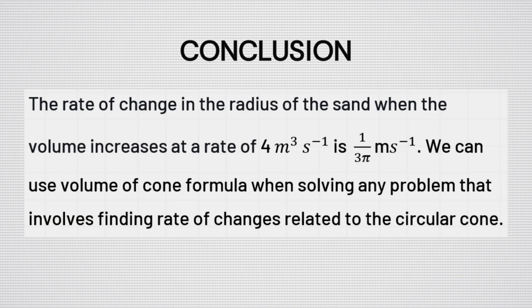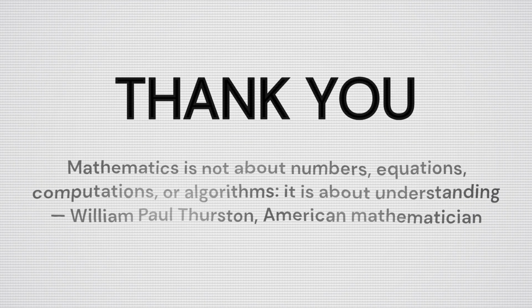So, for the conclusion, the rate of change in radius when the volume increases at a rate of 4 m³ per second is 1/(3π) meter per second. We can use the volume of cone formula when solving any problem that involves finding rates of change related to a circular cone. And that's all from us.